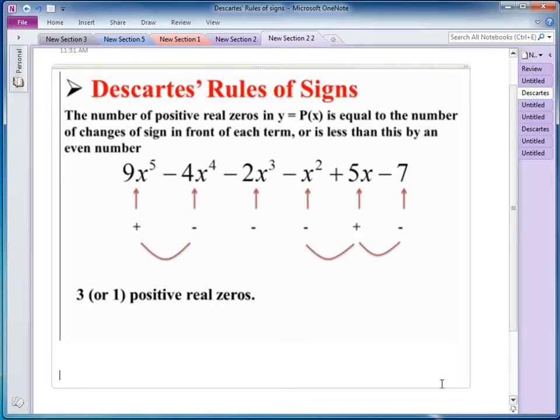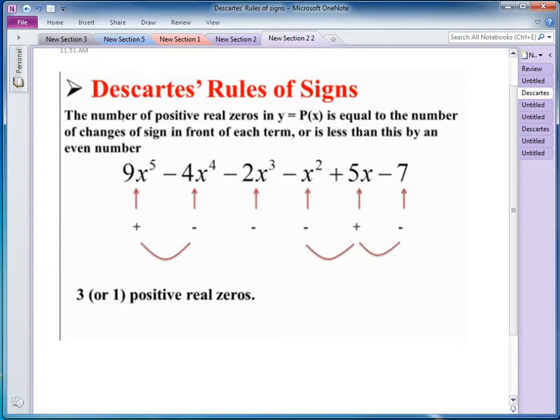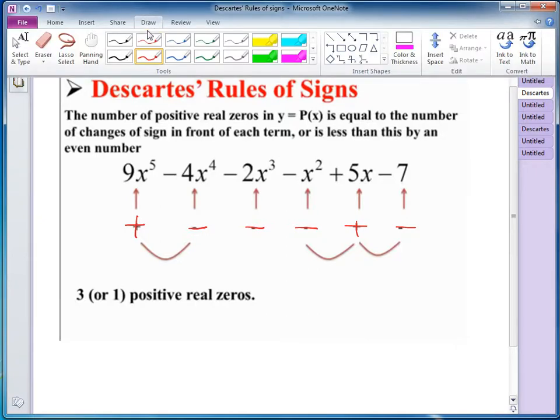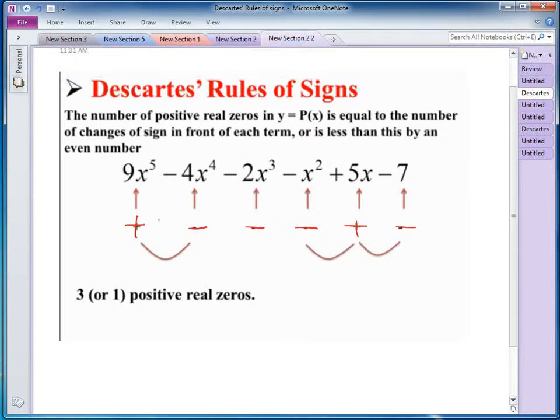We will talk about Descartes' rule of signs, and then we will talk about the rational root theorem. This is what the French mathematician Descartes did. From the polynomial function, you take the sign of each term. Examine the sign of each term first, and then see, do we have changes between signs?